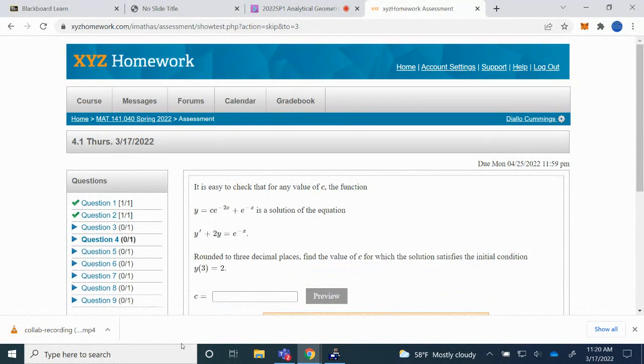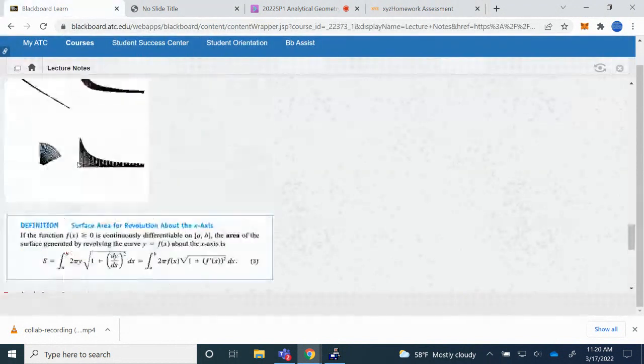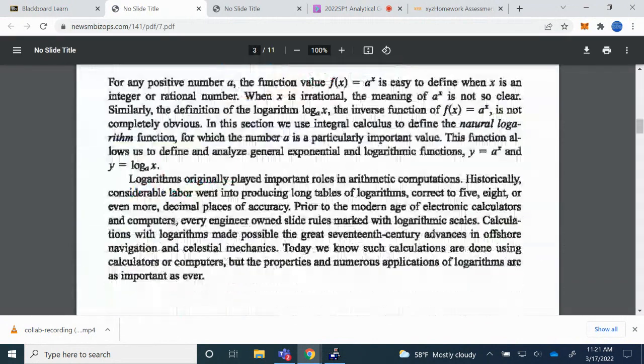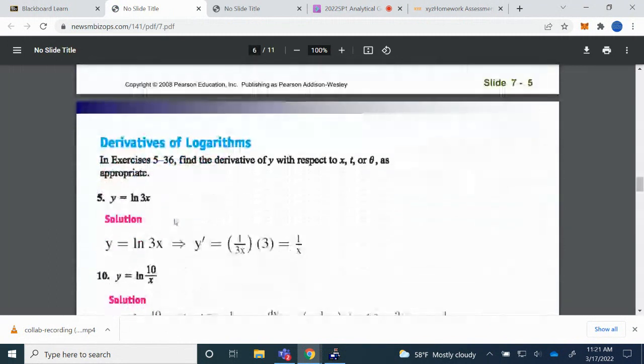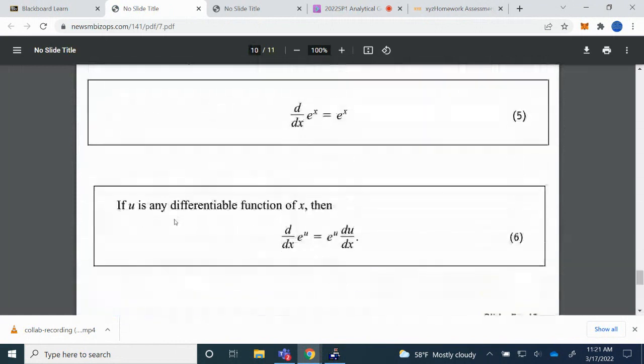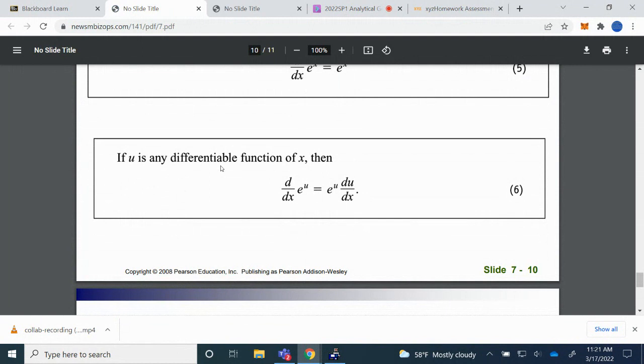But before we begin, I want to take a look at some review material. I want to go back and take a look at the derivative review for exponential e, because we will be taking the derivative of exponential e. This is basically what we're looking at. It says if u is any differentiable function of x, then the derivative with respect to x for e to the u is equal to e to the u times du dx. And we're going to take a look at an example.